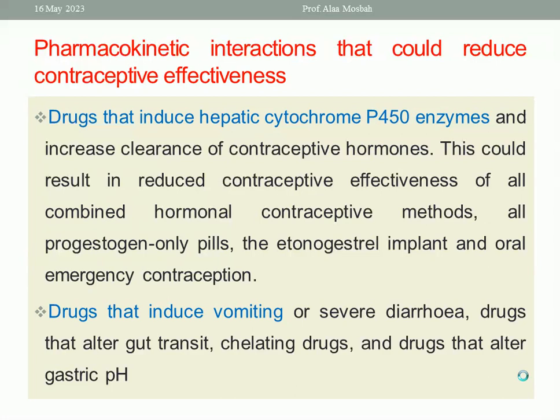Another mechanism to reduce contraceptive effectiveness is via drugs that induce vomiting or diarrhea or alter gut transit, or chelating drugs, or drugs that alter the gastric pH. So this is another mechanism by which drug interaction decreases the contraceptive effectiveness. Okay?